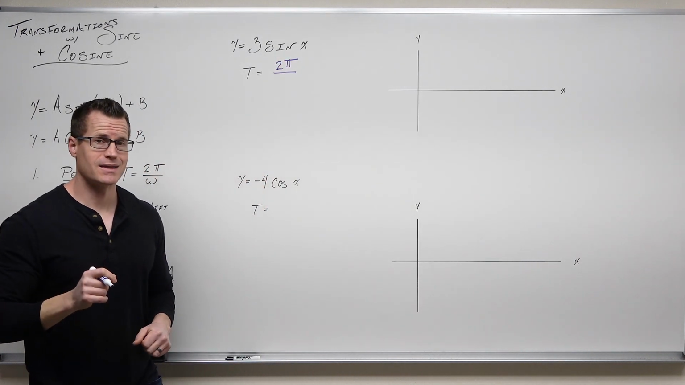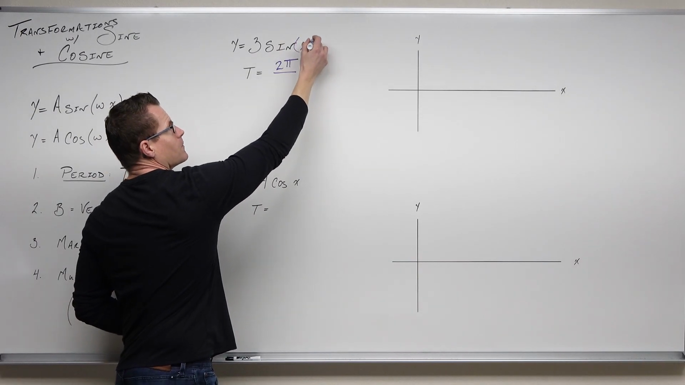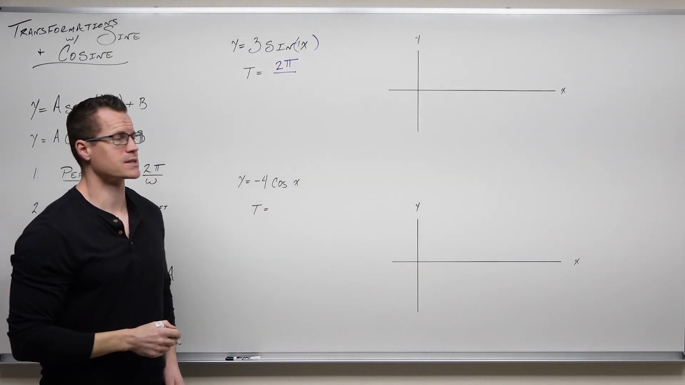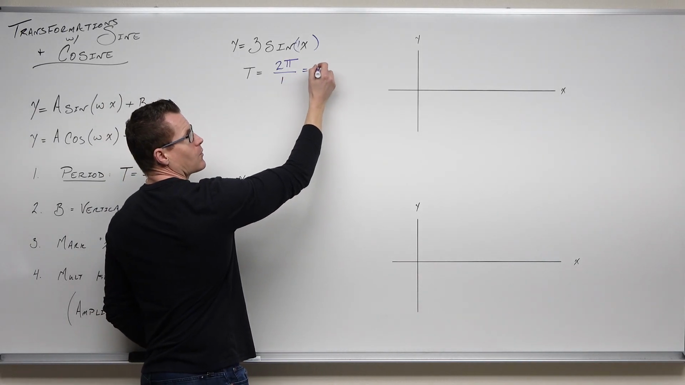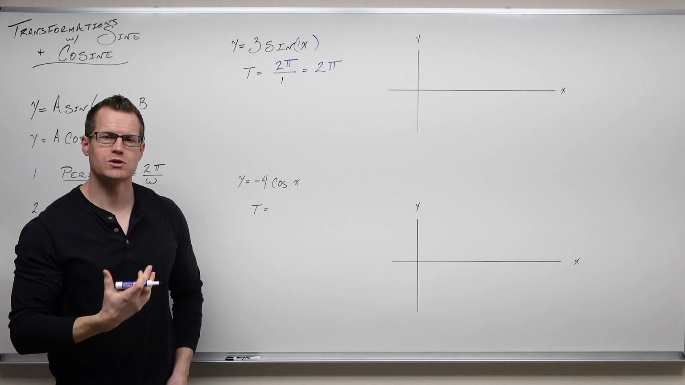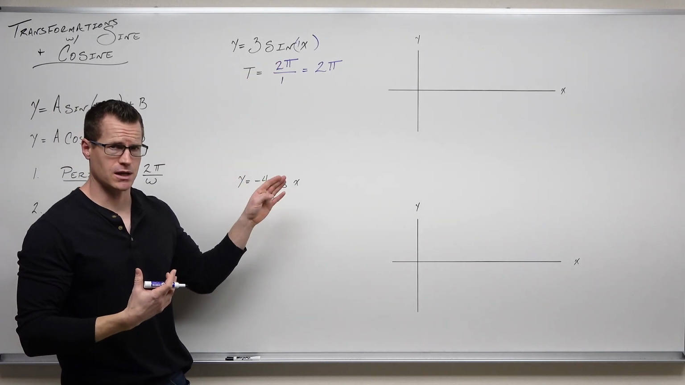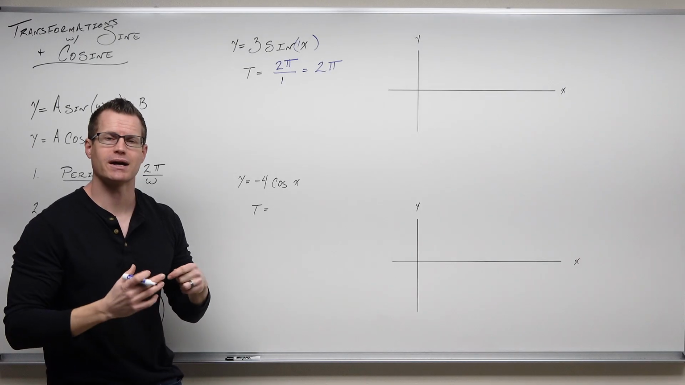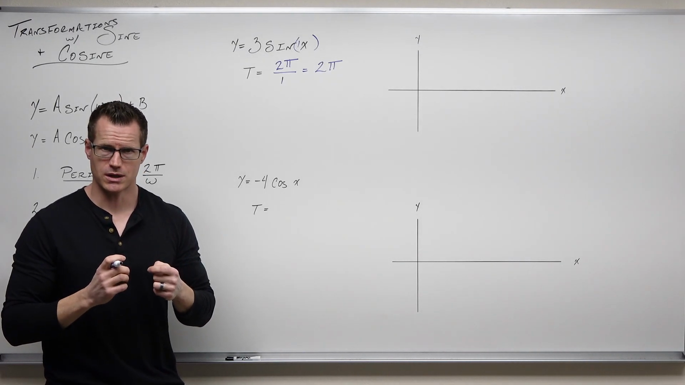And we're going to divide that by whatever number is being multiplied by x. That's going to be 1 in this case. So 2 pi divided by 1 is 2 pi. Now, I'm not doing that just to bore us. I'm doing that to show you this is the process you take every time. You take the period of your trig function, you divide it by omega. That's the number in front of x, and whatever you get is your period.